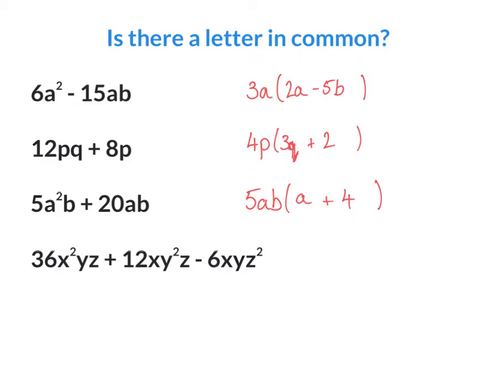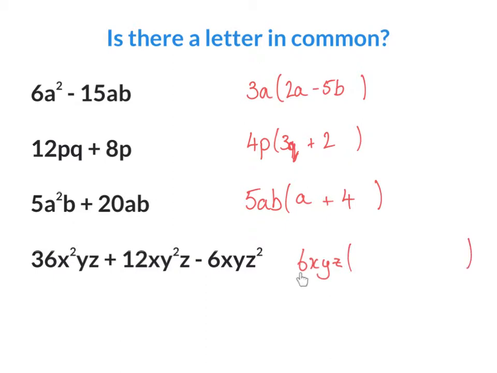And again, we can do it with 3 terms. So what do you take out of 36, 12, and minus 6 here? Well, 6. But if you look carefully, each of these terms has an x, a y, and a z in it. So that's my first factor.